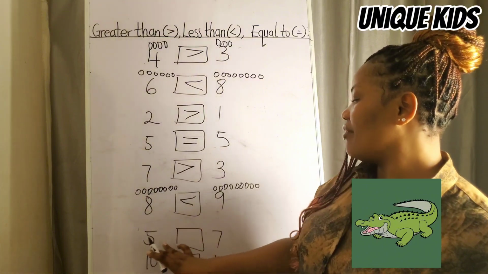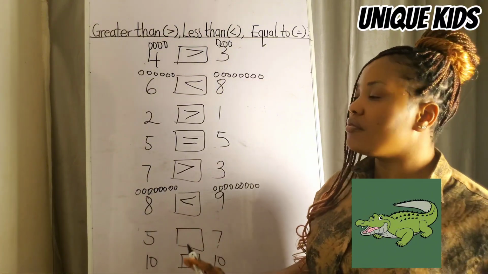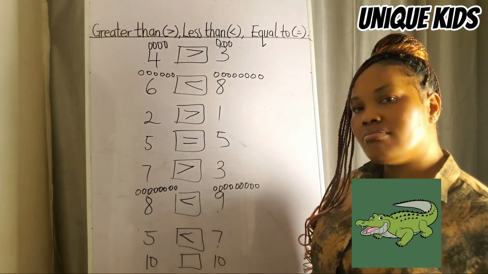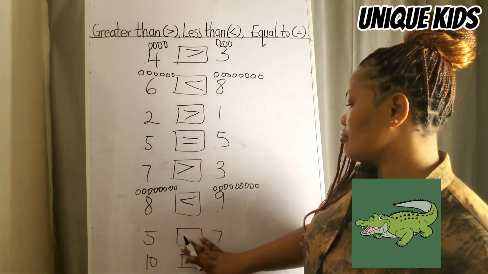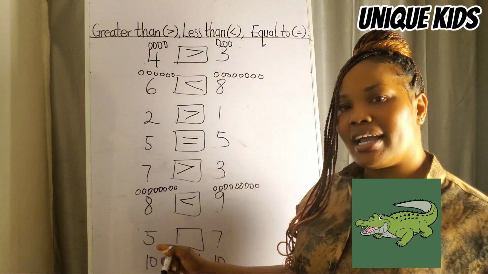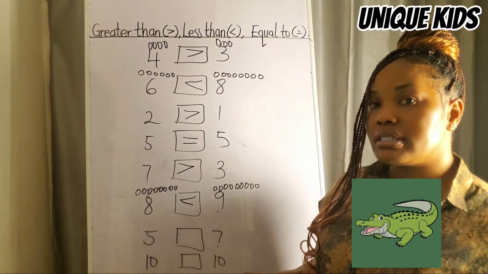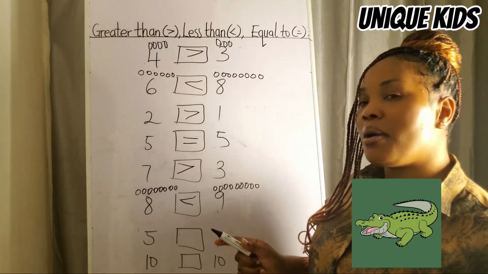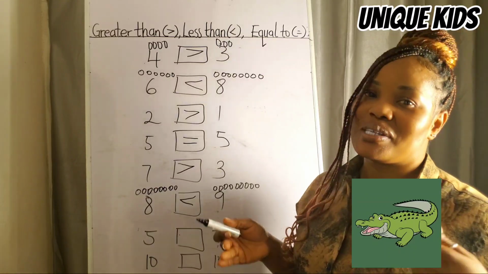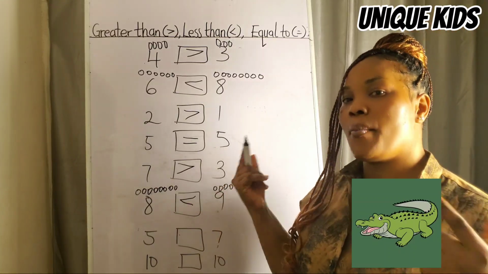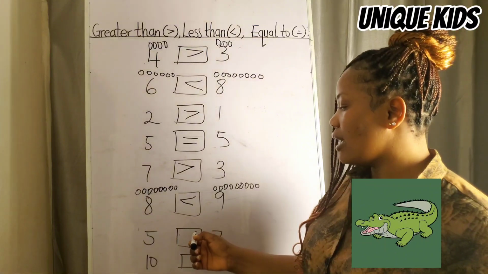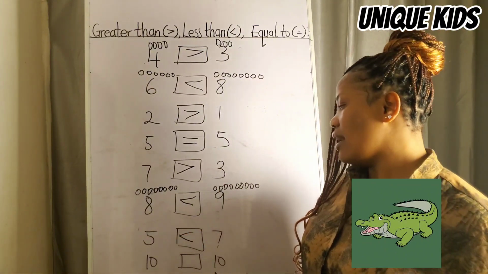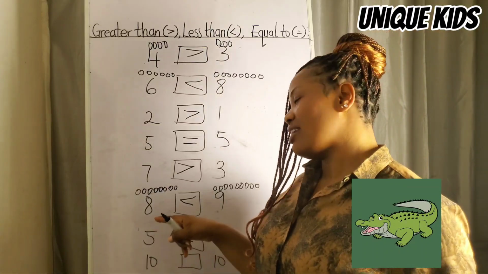Okay, so we have 5 and 7. Good. 5 is the bigger one. Alligator swallows the... no. So we have our 5 and 7. Which is bigger? It's not 5. 7 is the bigger one. So what happens? Alligator can't swallow the small one. Alligator swallows the bigger number. So alligator swallows the 7. Swallows 7. And the tail will be pointing at the smaller number.